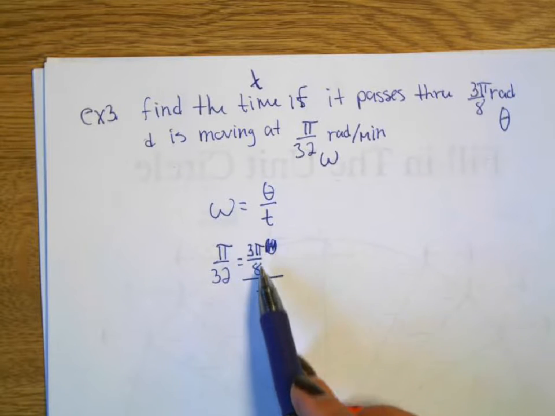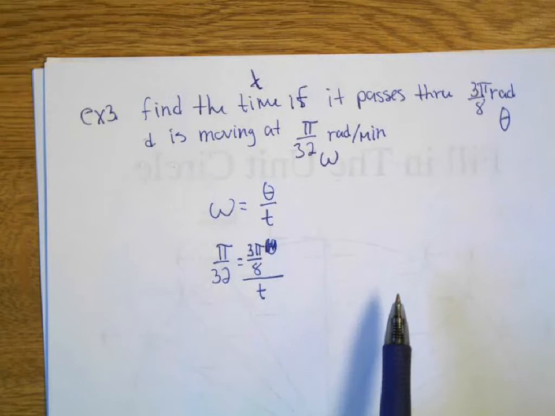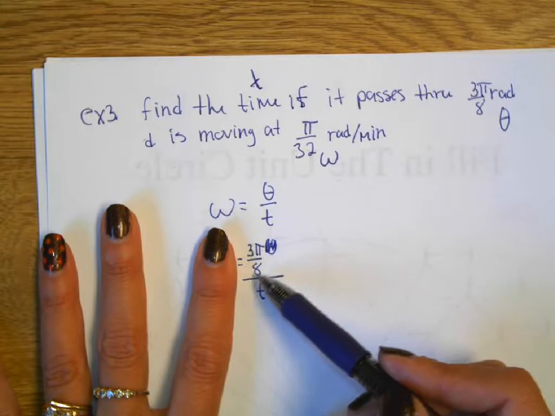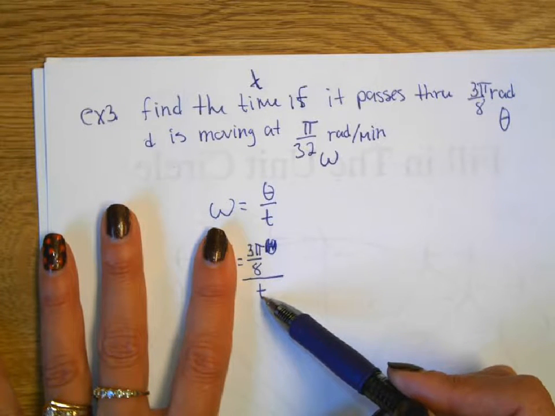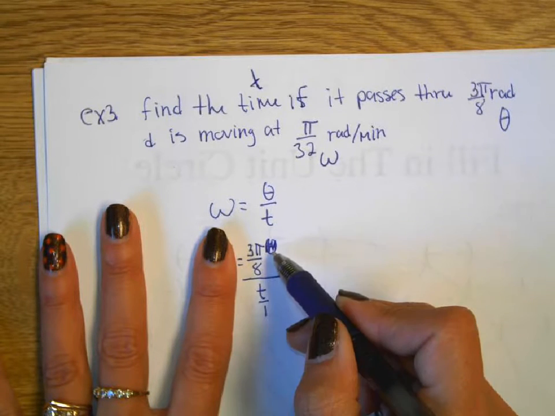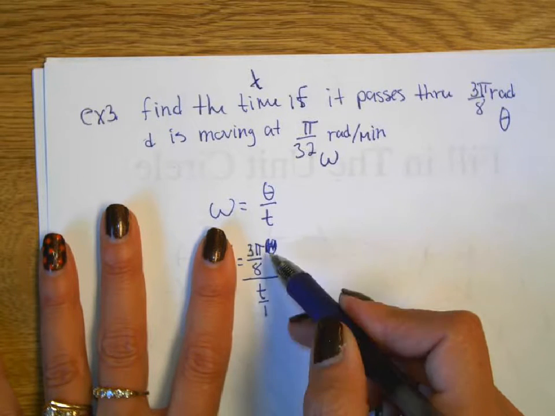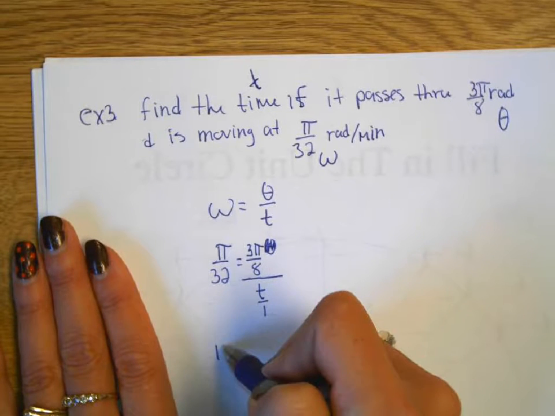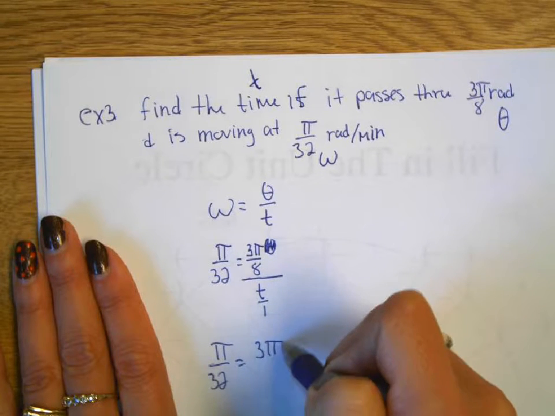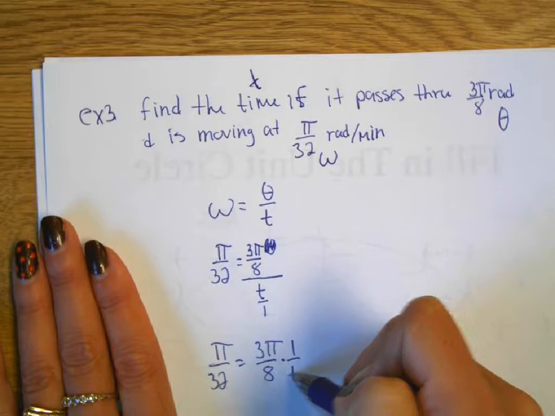We're going to take a couple of steps to get here. I want to take care of this fraction within a fraction and get this one side to be one fraction. So forget about this for now. What do I do with a fraction divided by this whole number, or this letter? Put it over 1, and I'm going to flip that over and multiply it by the top. So I'm going to keep the pi over 32. This will now become 3 pi over 8 multiplied by 1 over t.